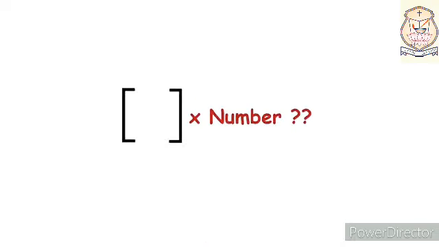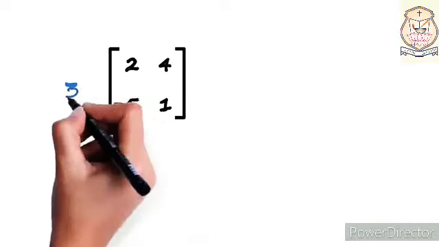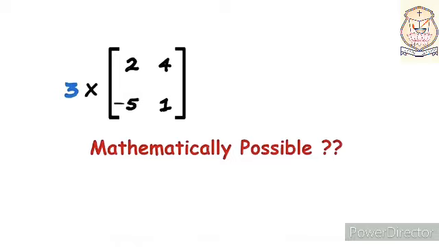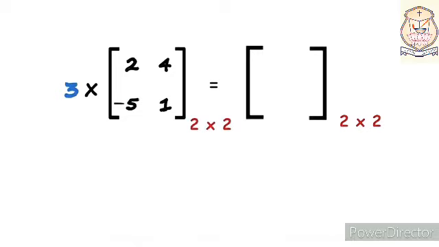Can a matrix be multiplied with a number? Can this matrix be multiplied with, say, 3? Is this mathematically possible? Yes, it is possible. To get the resulting matrix, each element of the matrix is multiplied with this number. Let's see what the resulting matrix looks like. The order of the resulting matrix will be the same as the order of the original matrix. The original matrix is of the order 2 by 2. So the resulting matrix will also be of the same order.